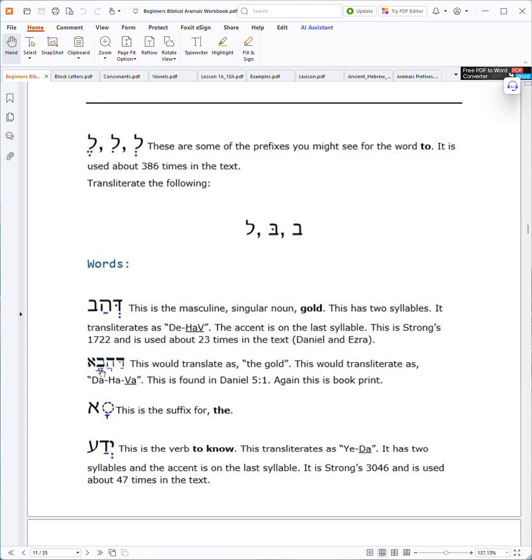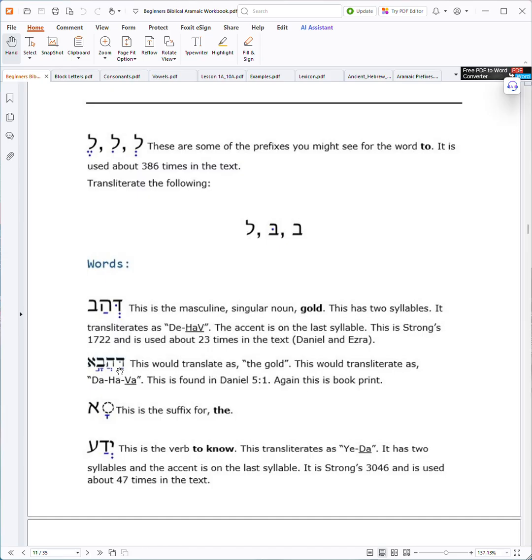Remember I said if we have the qamats aleph at the end, that's the suffix the. So here we have da, ha, va. Dahava. Here it's dehav. Here it's dahava. So if I say dehav, I'm just saying the word gold. If I say dehava, then I'm saying the gold. And you can find this in Daniel 5:1.